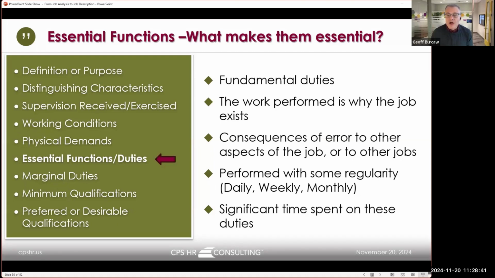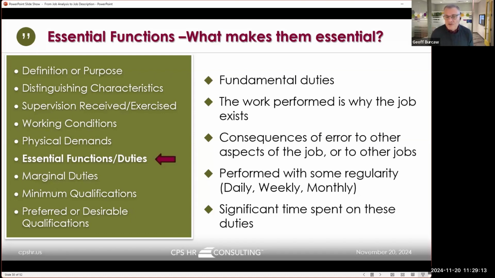Another way to look at it is consequences of error. Consequences of error means if that particular duty were not performed, or if it weren't performed well, what kind of consequences would there be? Would you be failing at the job completely? Would it be a dangerous situation? Would you put other people at harm? Does it have consequences for other aspects of the job or to other jobs?